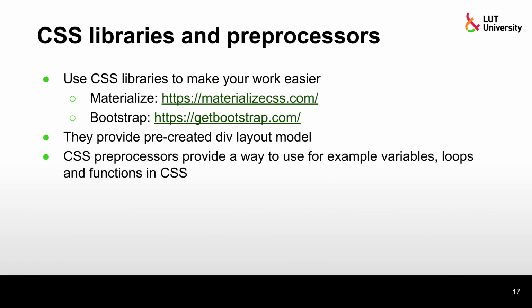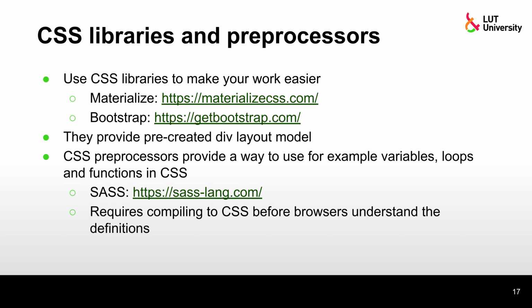Then we have also CSS preprocessors that provide a way to use, for example, variables, loops, and functions in CSS. Well, CSS already has variables, but these preprocessors provide additional features that CSS doesn't have. So there is this Sass language, and it requires compiling to CSS before browsers understand the definitions. So you can have the CSS code with additional features like loops and functions to build layout definitions and styling to your web page, and then this Sass is compiled to old and working CSS that is then used in the production. Not covered in this course, but widely used in the industry.